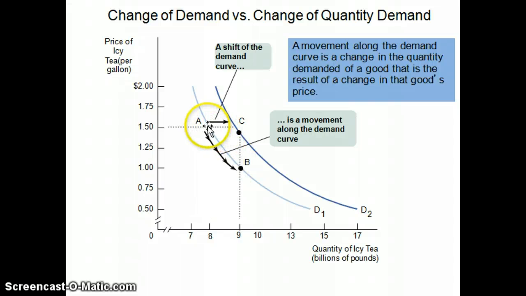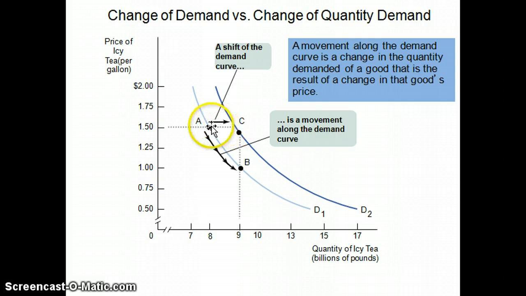When we move from A to C, you can see that is a shift in the demand curve. Remember, a shift in the demand curve has to be something other than price. It's got to be something like taste, expectations, number of consumers, price of related goods, or income. All of them would cause a change in demand. So from A to C, it's something other than price, it's a change in demand.